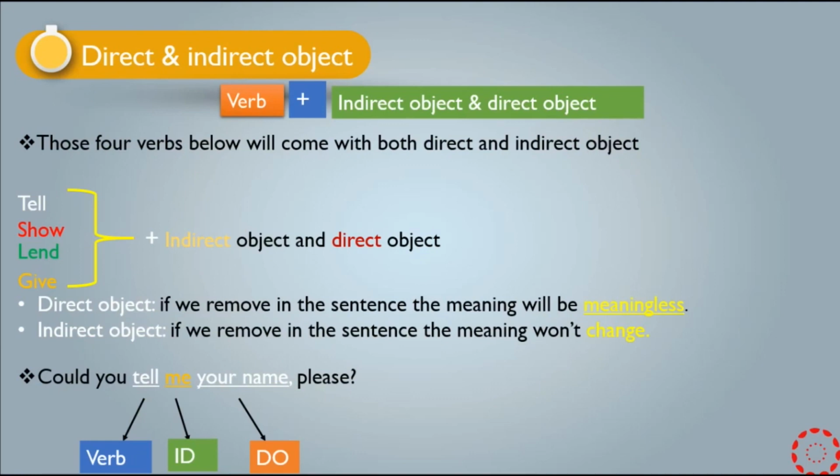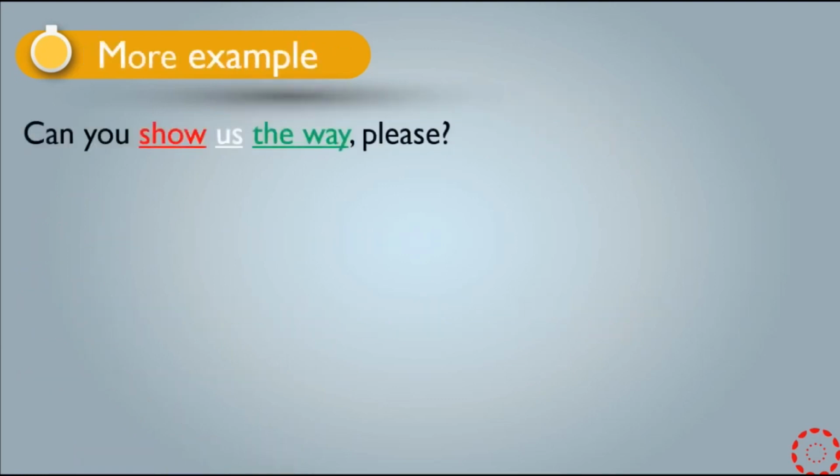For example, could you tell your name, please? So the meaning of the sentence doesn't change. But if we remove the direct object, the meaning of the sentence will be meaningless. Let's see more examples. For example, can you show us the way, please?